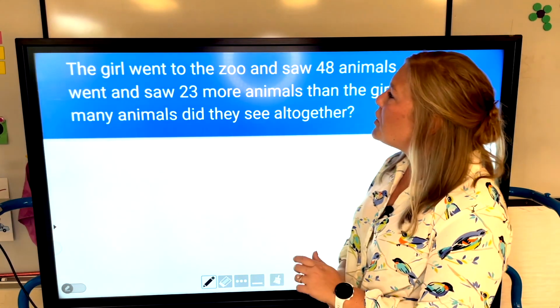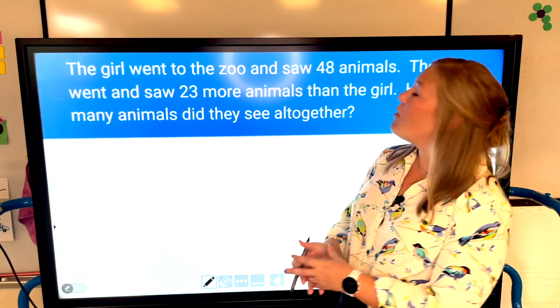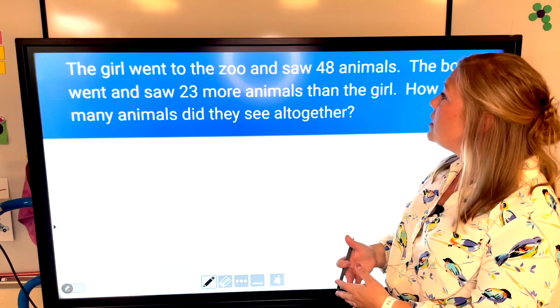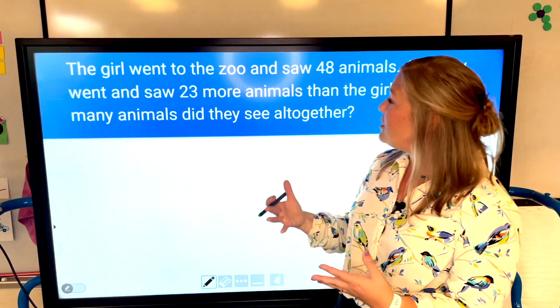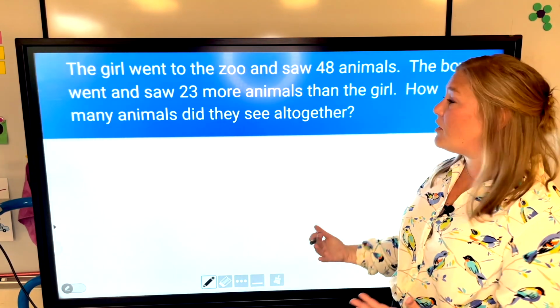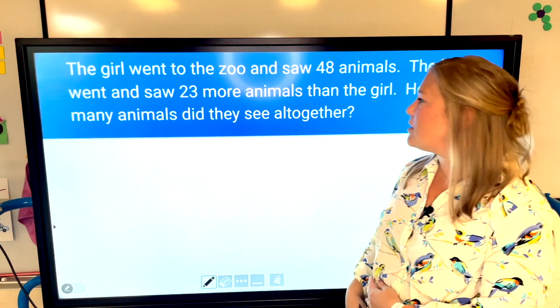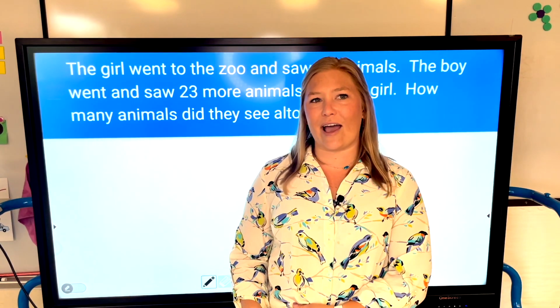So here we go. The girl went to the zoo and saw 48 animals. The boy went and saw 23 more animals than the girl. How many animals did they see all together?